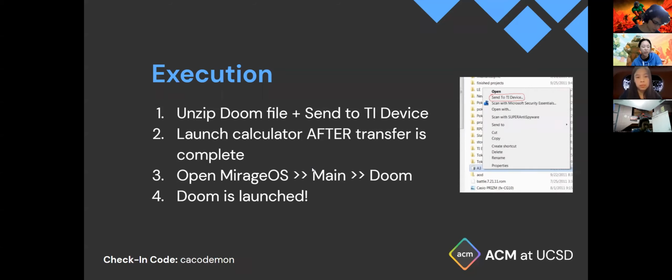And then once you've launched your calculator safely, you want to open Mirage OS, navigate to main, and then navigate to Doom. And just like that, that's how you launch Doom.